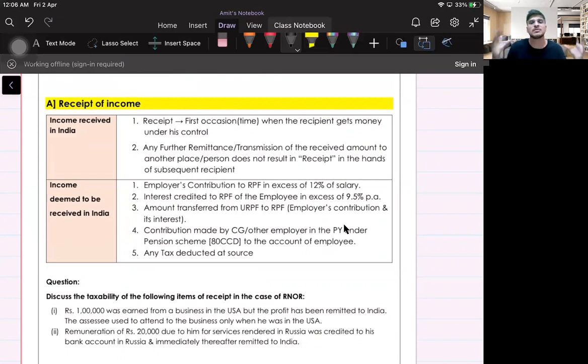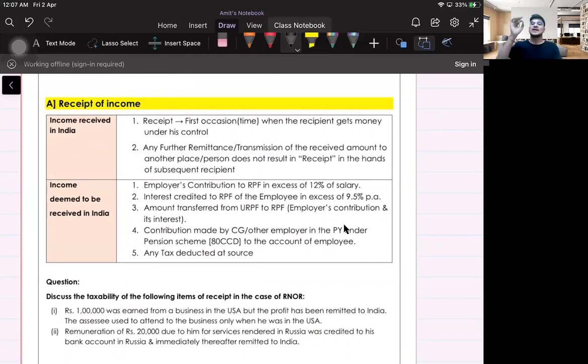So remittance does not mean I have received that money in India. The first incidence is important. This is your income received in India. Income deemed to be received in India, there are 5 parts. First is employer contribution. To the extent of 12% rahega, no tax, no income. But over and above 12% of salary hoga, that is employer's contribution, then you will have to pay tax because that will be considered as Indian income.